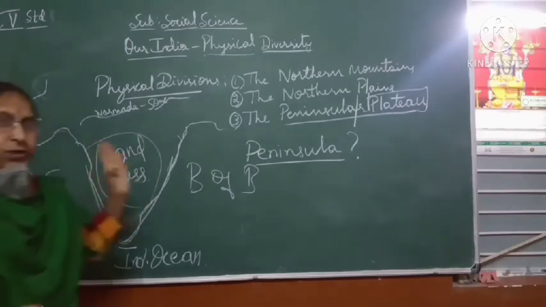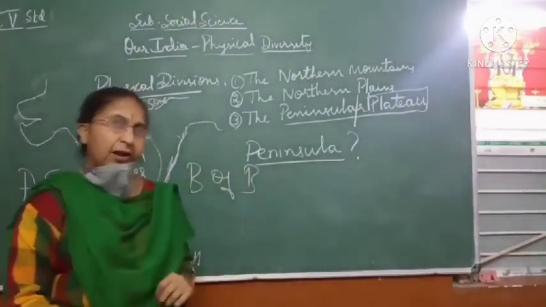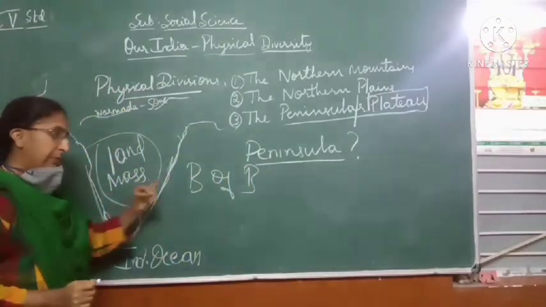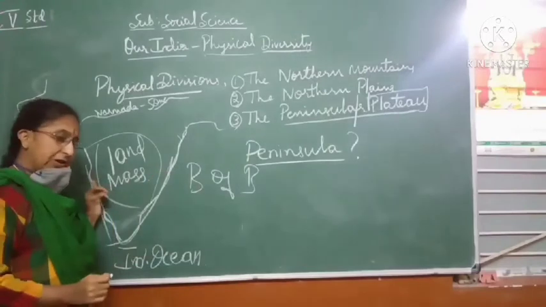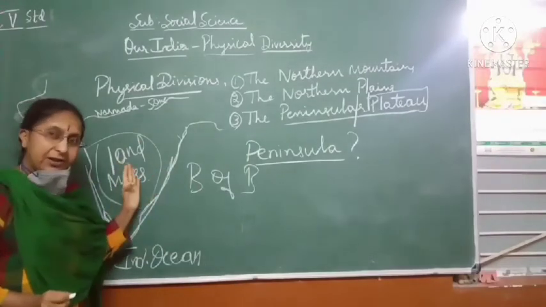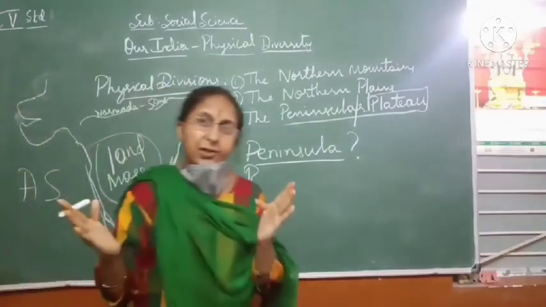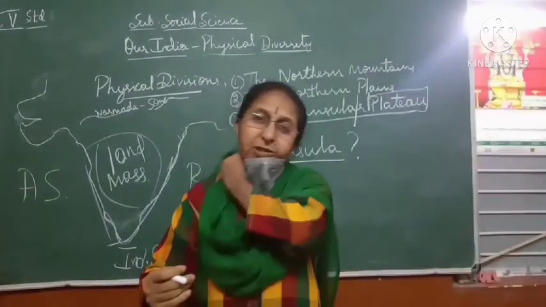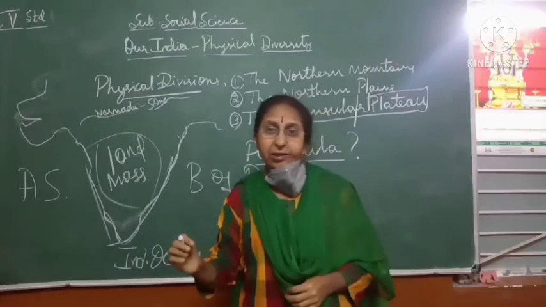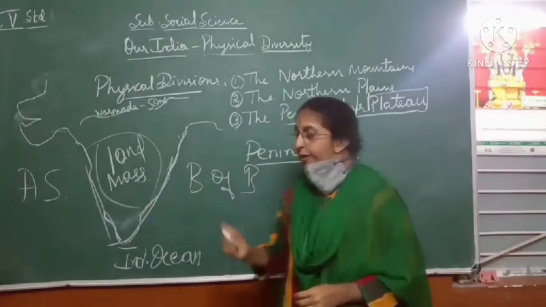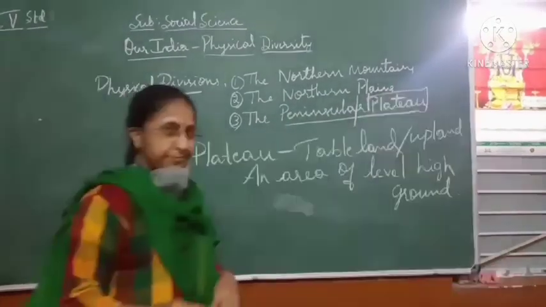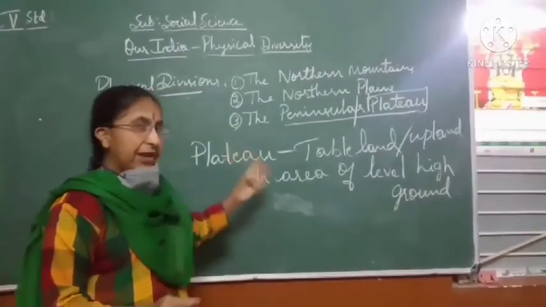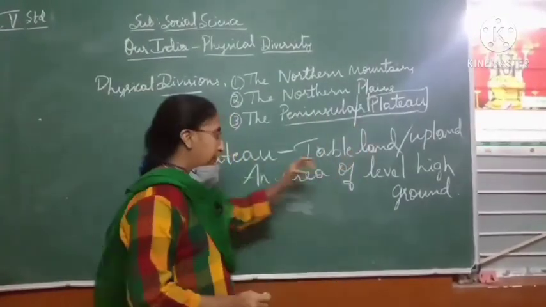So, India is called a peninsula because it is surrounded by water on three sides, and in the center it is covered by a large mass of land. Such a piece of land which is surrounded by water on three sides is called a peninsula. Another term in this peninsular plateau is plateau.